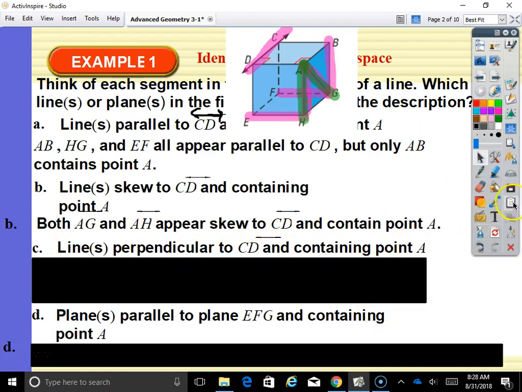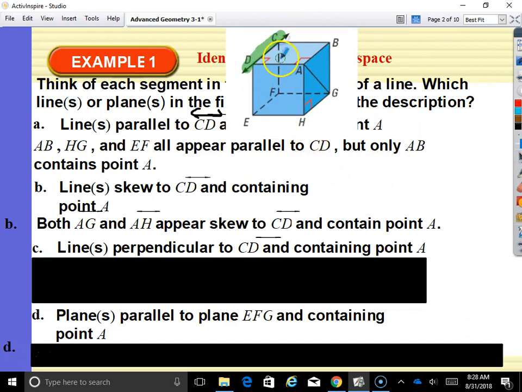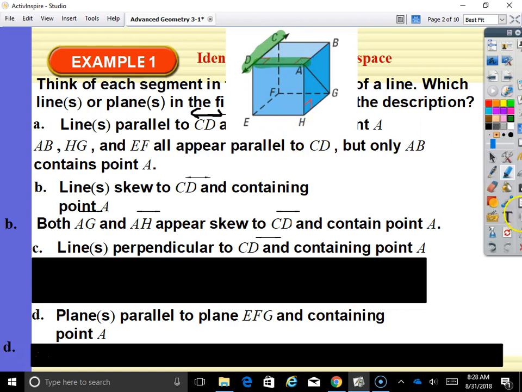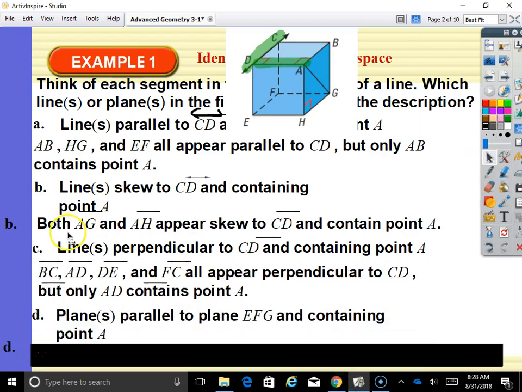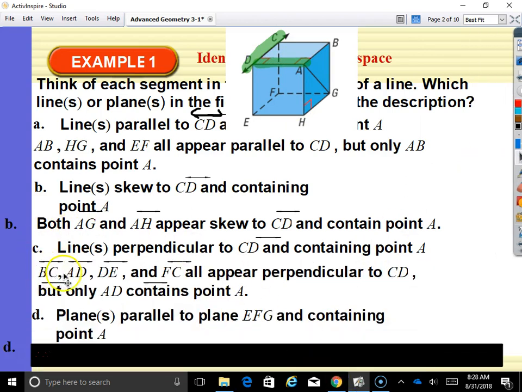Lines perpendicular to CD containing point A. Perpendicular lines intersect at 90 degrees, right? Perpendicular to CD containing point A. Well, there's really only one, right? Line AD. So lines BC, AD, DE, and FC all are perpendicular, but the only one that contains A is AD.